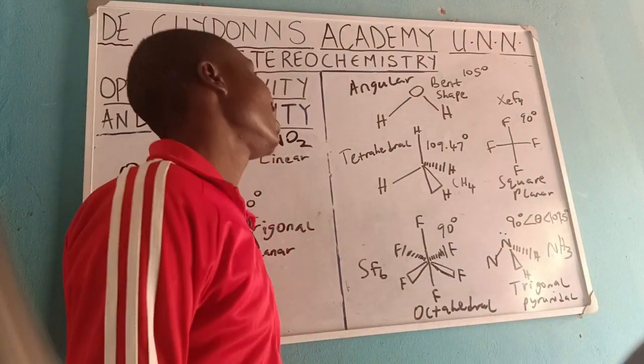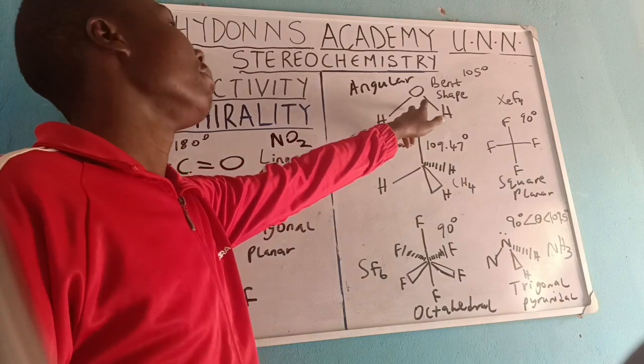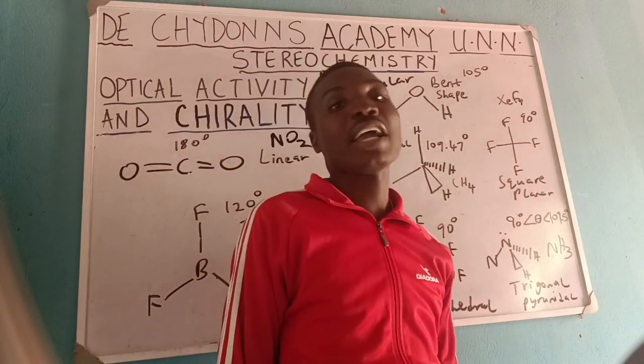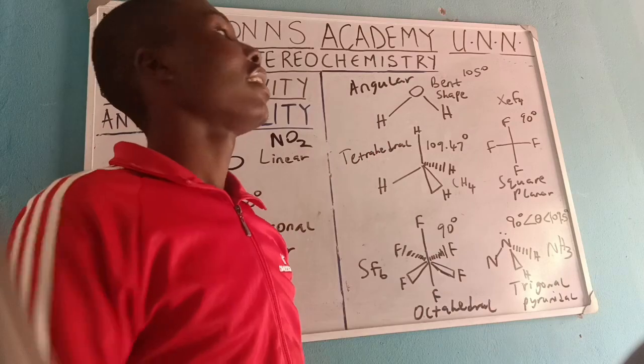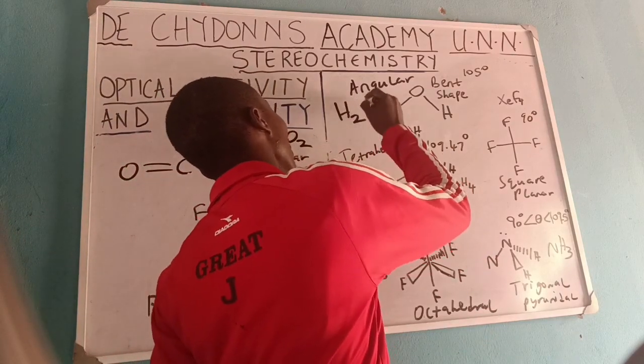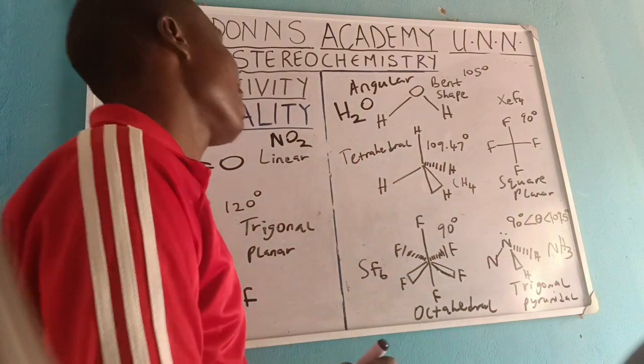Then we have the angular shape, which is also referred to as bend shape, or also referred to as V shape. And the angle between the two bonds is 105 degrees. An example is water, that is H2O. So that's what we have there in that particular structure.